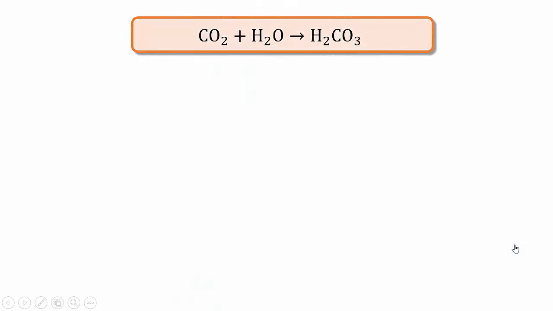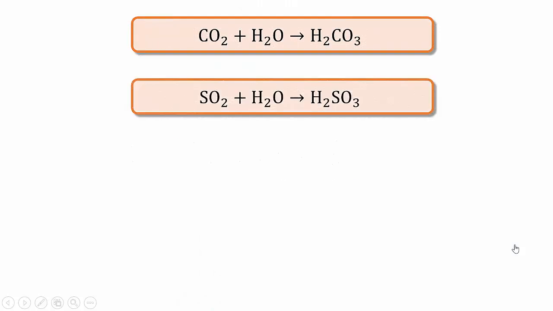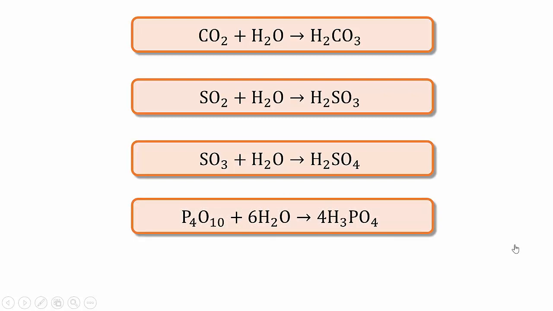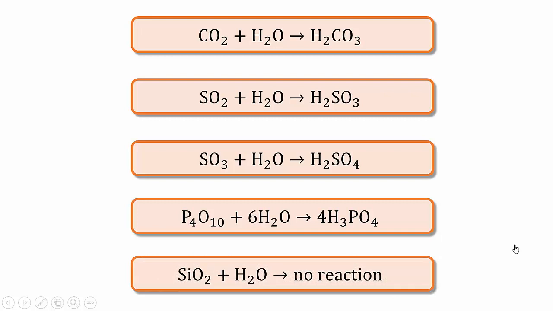So just to recap that, carbon dioxide plus water makes carbonic acid. We've got sulfur dioxide, it makes sulfurous acid. Sulfur trioxide makes sulfuric acid. Phosphorus pentoxide, P4O10, that one makes phosphoric acid. And then silicon dioxide is another acidic oxide, however that one does not react with water. And that one makes sense because silicon dioxide is basically sand. Sand doesn't really dissolve in water. So they follow a pattern.